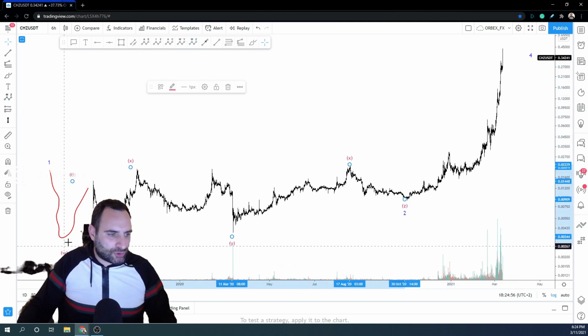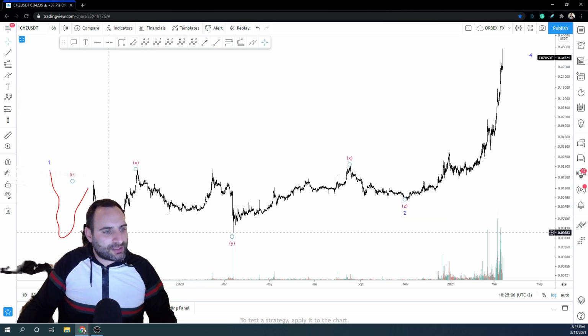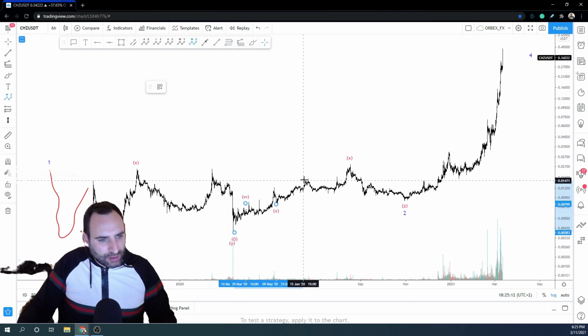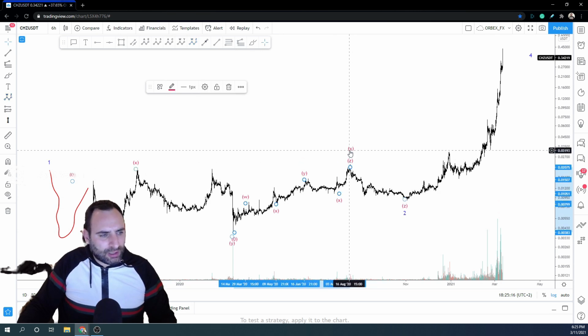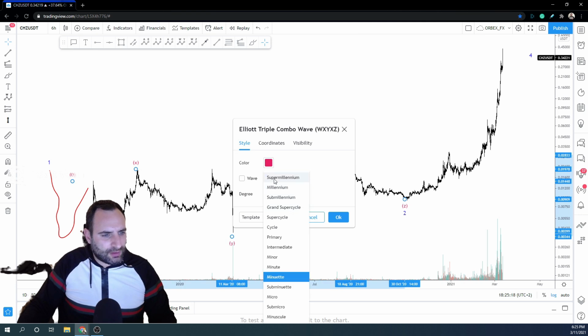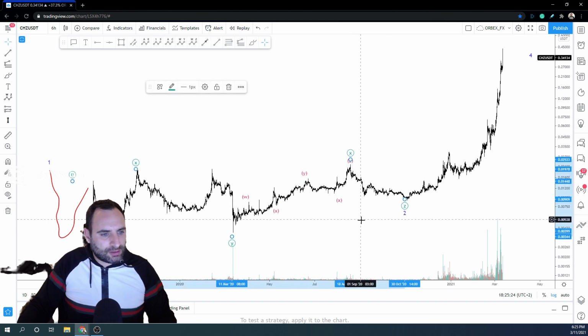So actually, it's a combination, I will be more accurate. It's not a zigzag. But anyway, I'm not going to go into details. Over here, we've got a zigzag. This is a flat. This is a triple zigzag within the zigzag. Actually, I'm at a wave of minute degree. Excuse me, that is correct.